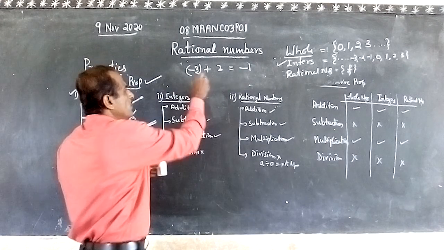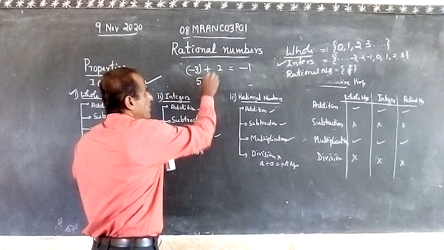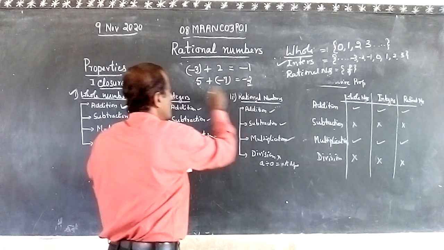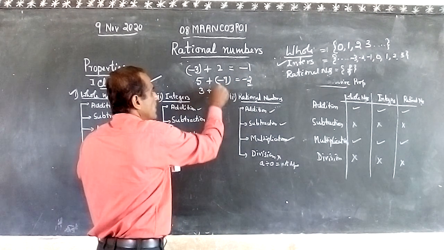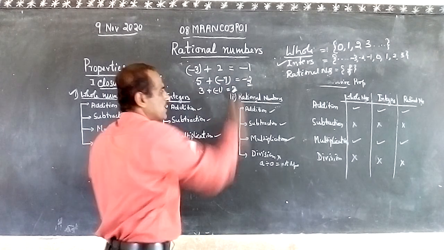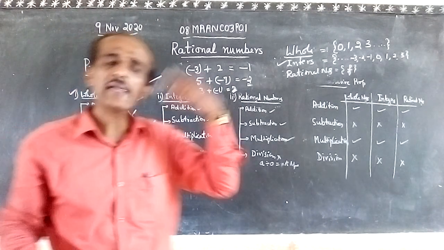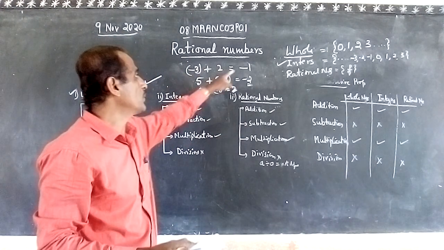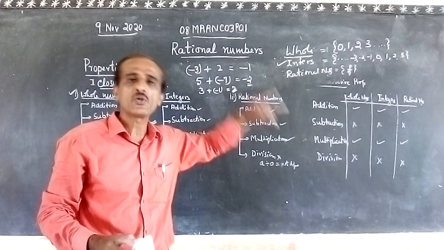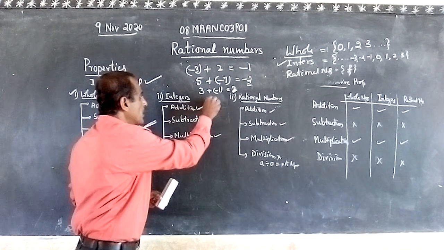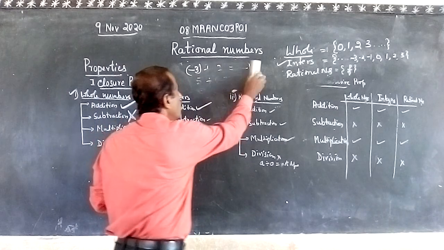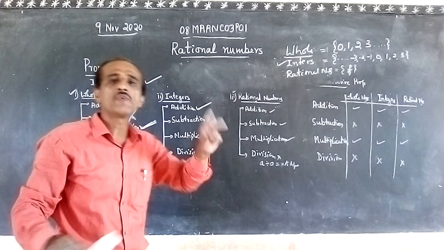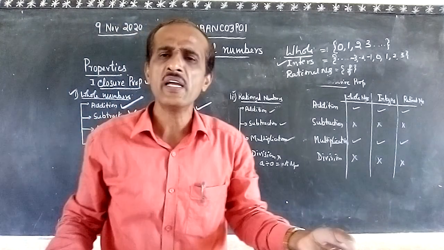Or if you reverse the order, whatever it may be. A positive number 5 plus minus 7 is equal to minus 2. Or 3 plus minus 1 is equal to plus 2. If we add any two integers, whether positive or negative, the result is also an integer. Therefore, addition is closed for integers. If we add any two integers, the result is also an integer.